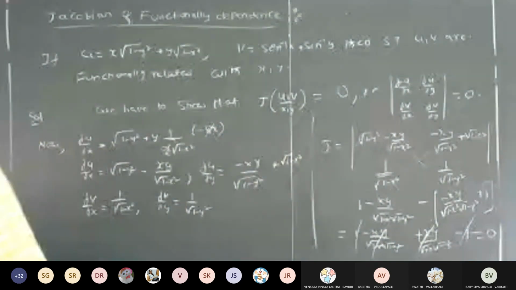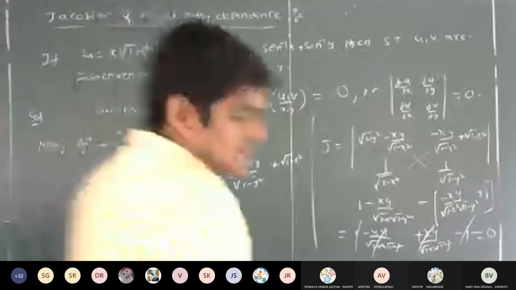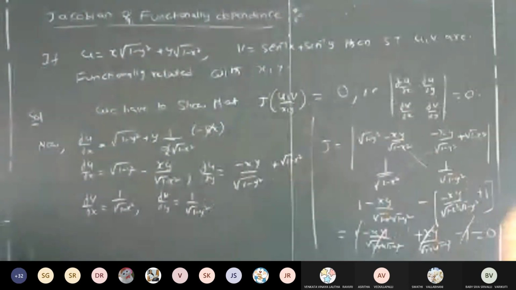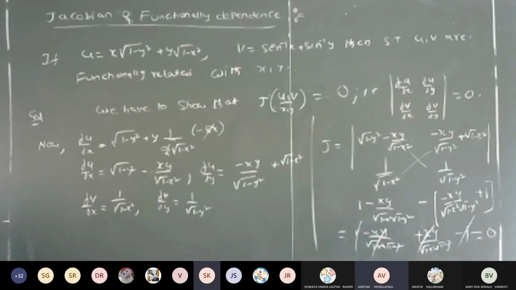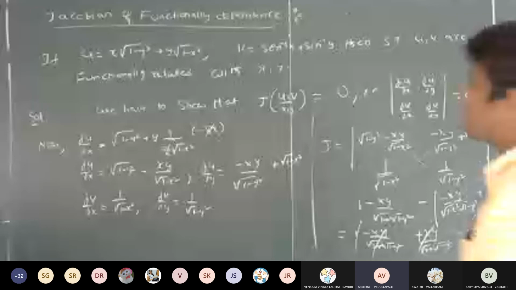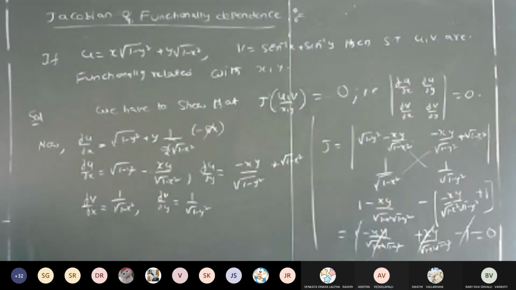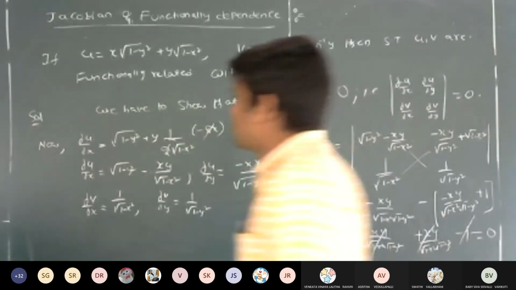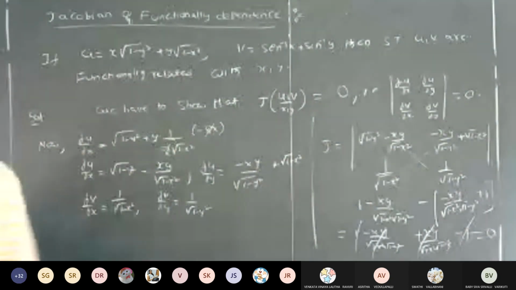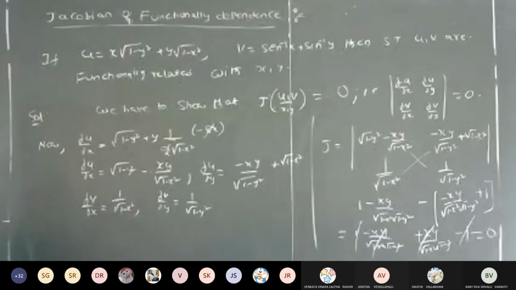So from that, what is the conclusion? Here u, v are functionally dependent. The dependent variables u, v are functionally dependent on x and y, that is, the independent variables x and y. So that is the conclusion. Now we will find the functional relation.